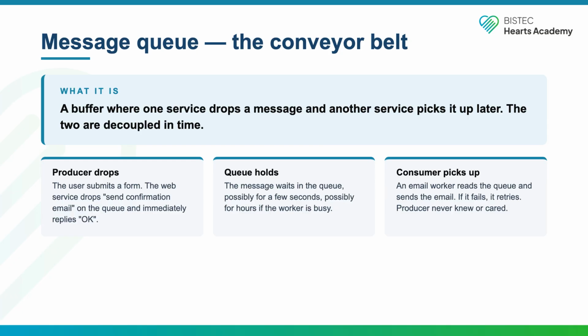A queue is also how you absorb traffic spikes. If 10,000 emails need to be sent after a marketing campaign, the queue holds them. Workers drain the queue at a steady pace. No matter how big the spike, the user facing API returns instantly. In Azure, this is Azure Service Bus. There is also Azure Storage Queue for simpler cases.